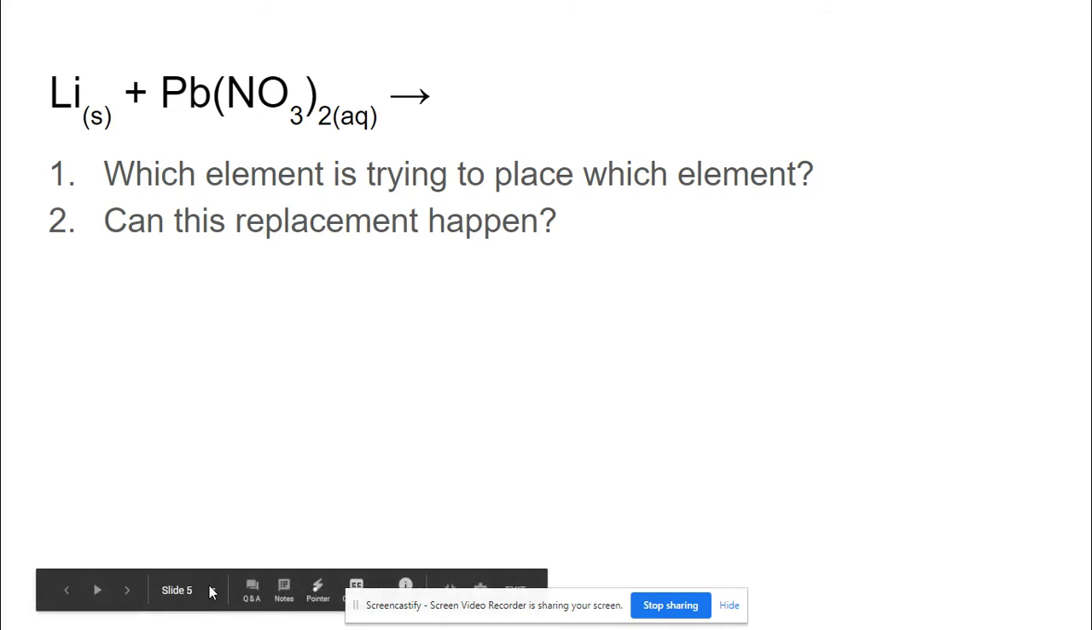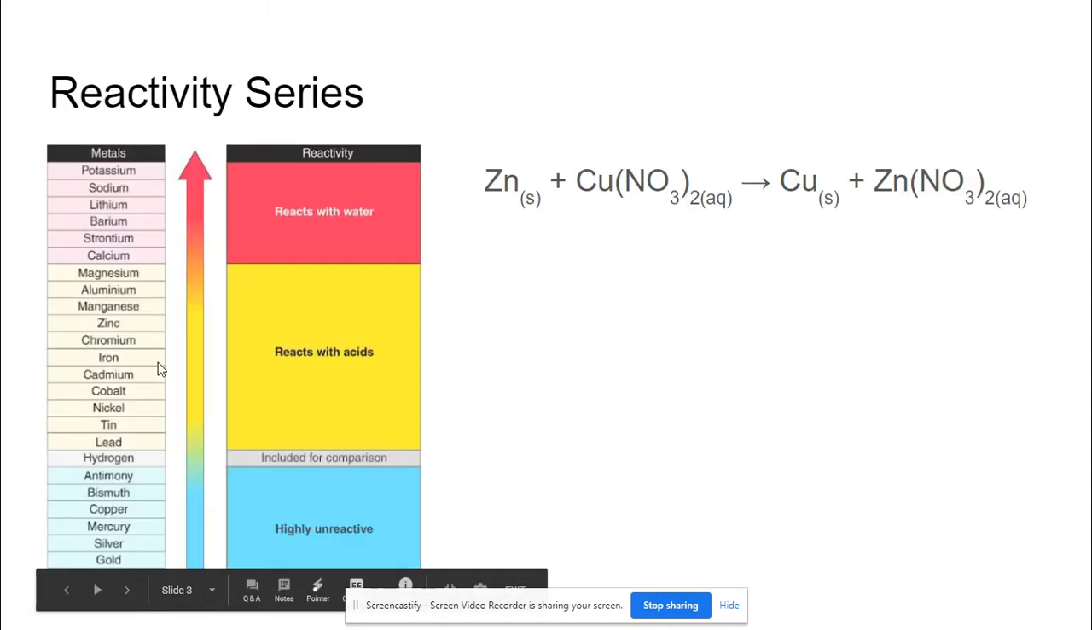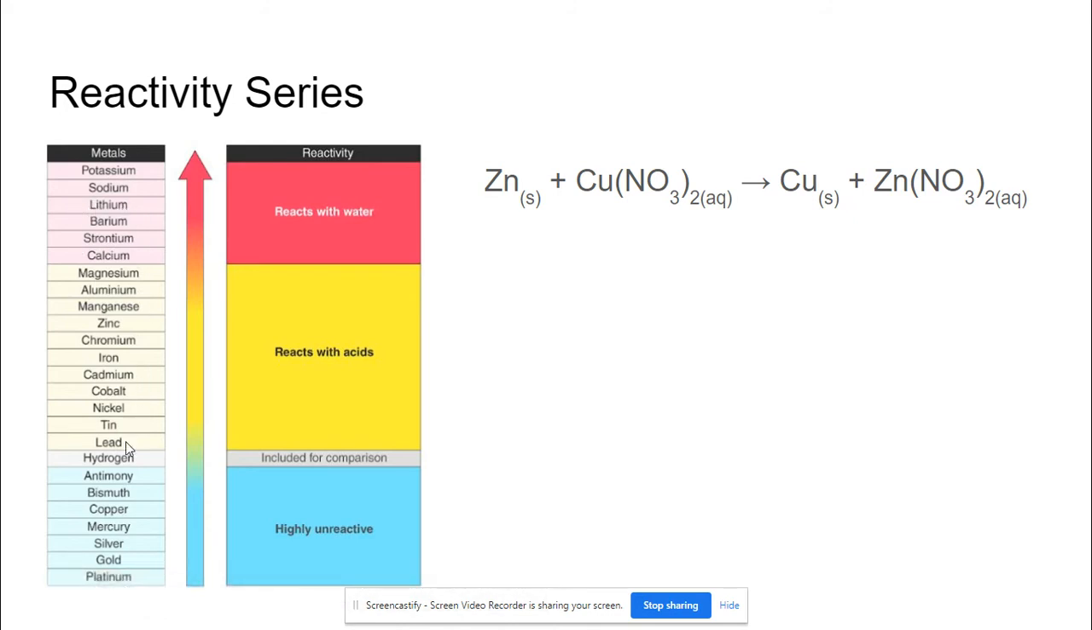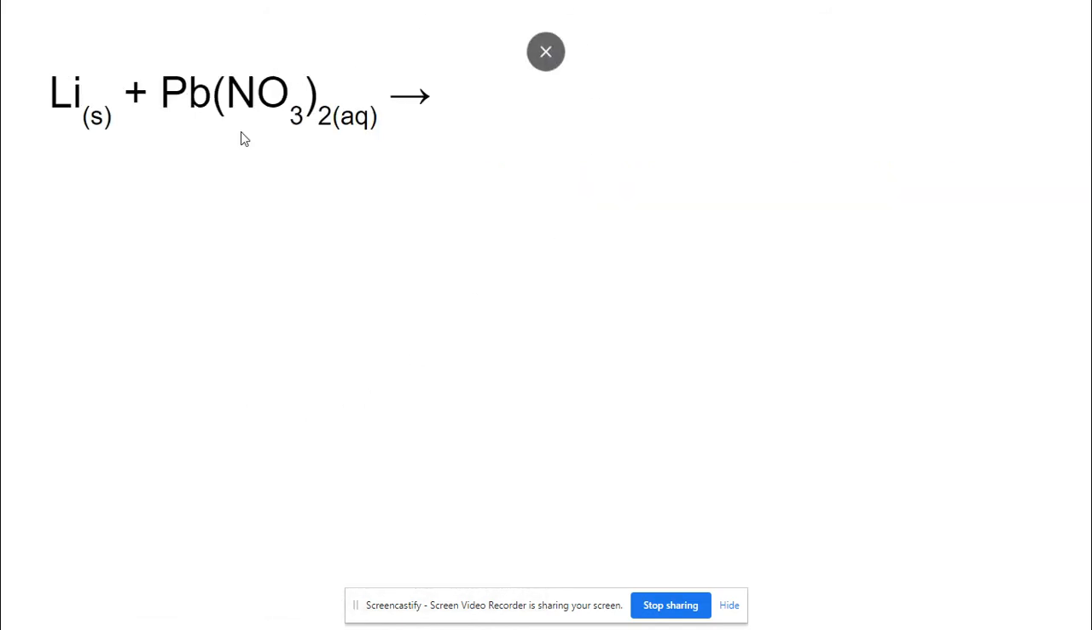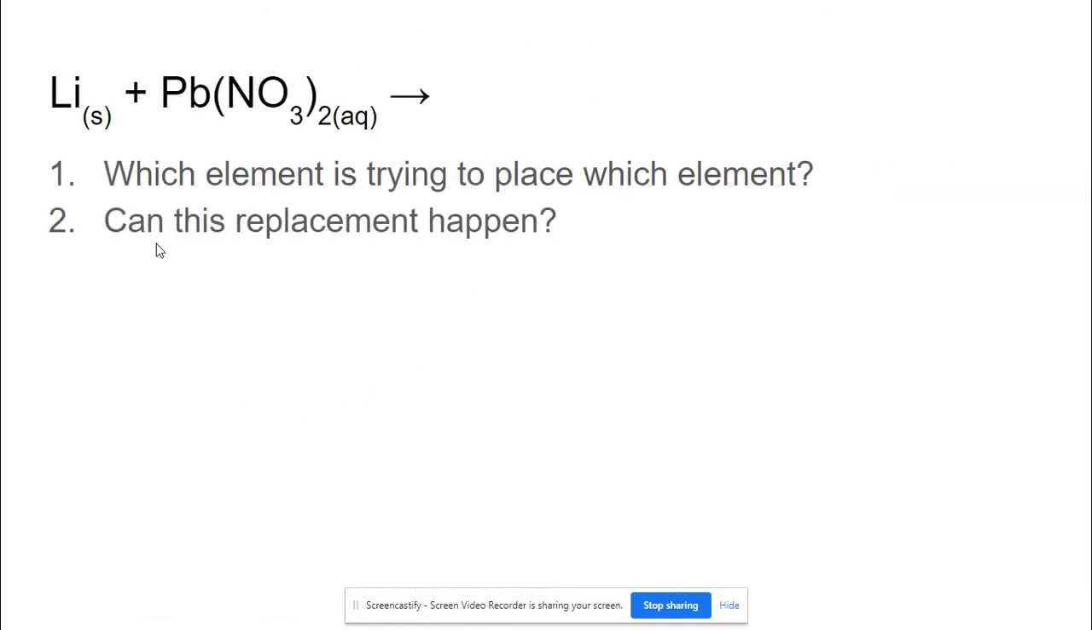Can this replacement happen? Well, we need to look at that table. If we look here, here's lithium, and here's lead. So lithium is much more reactive than lead, so it will be able to replace lead in this reaction. Okay, so can the replacement happen? Yes, it can. Lithium can replace lead. So then we need to ask ourselves, what will the new product be?